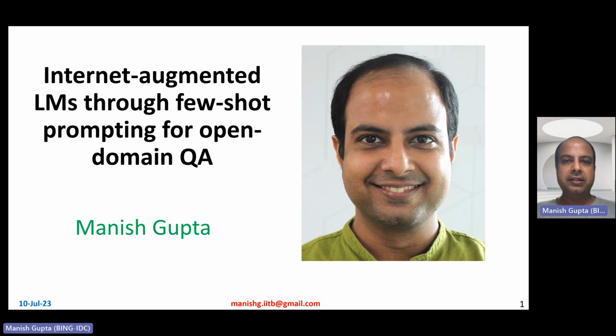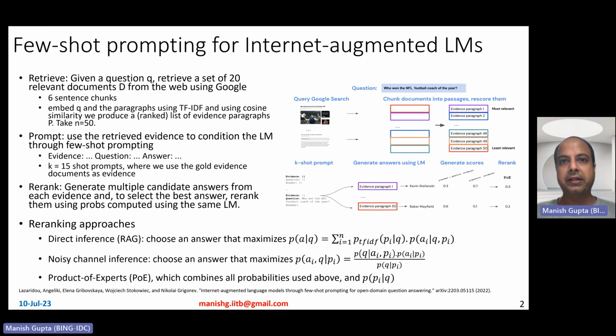Right. So in the previous few videos, I've been talking about retrieval augmented language models. Now, in the same theme, here the idea is to actually do internet augmentation for those language models rather than augmenting using a small selected index of documents. Right. So the way this works is in three steps: retrieve, prompt, and re-rank. And we'll sort of understand what those steps are and what we are trying to achieve.